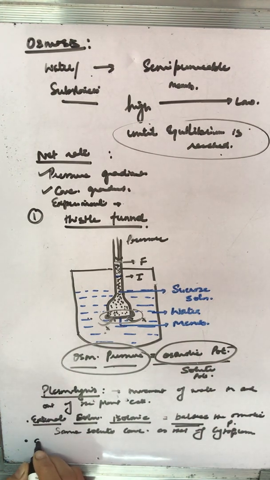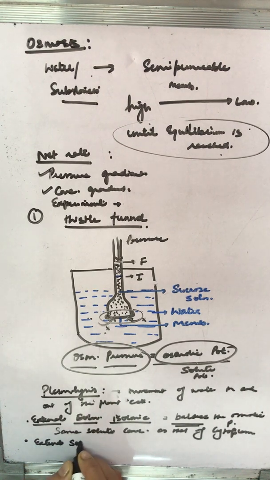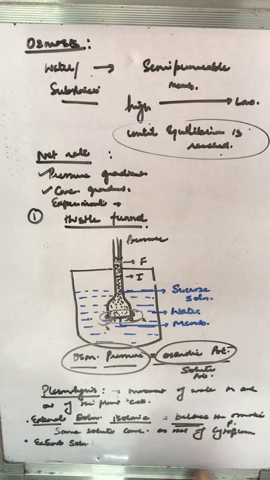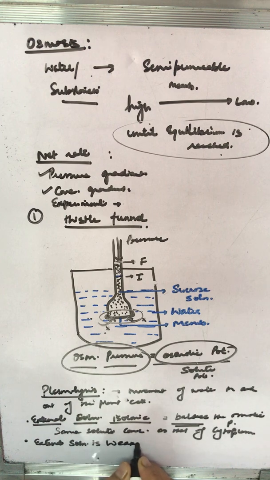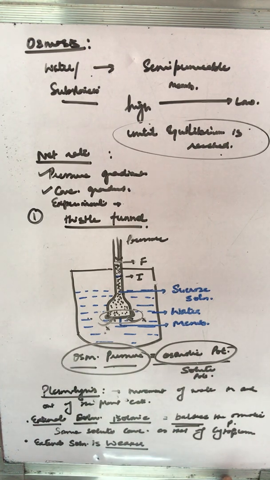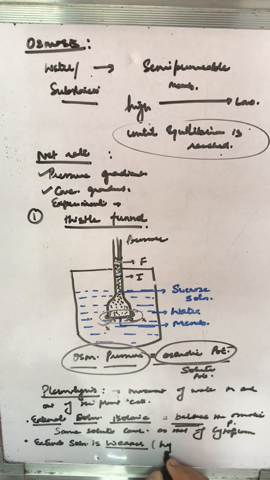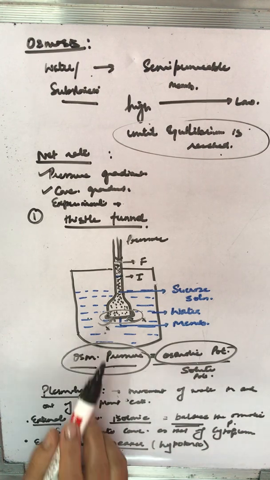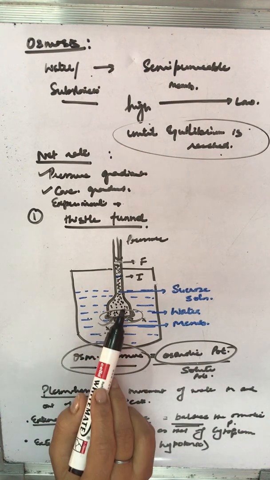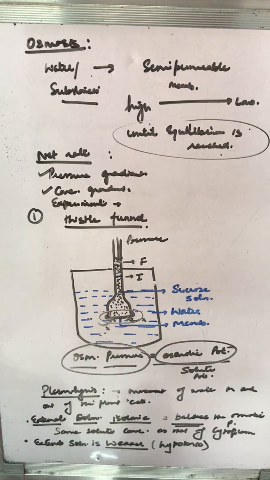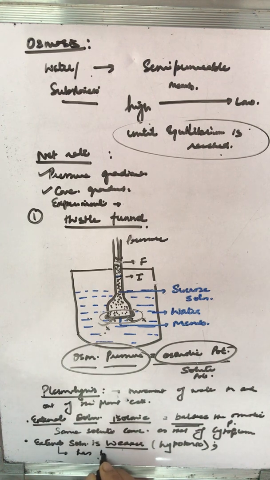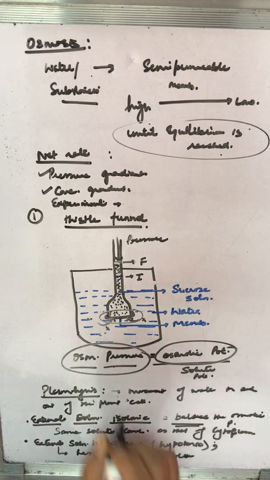Second condition, if the external solution is weaker than the cytoplasm, it means it is hypotonic. Then such a solution has higher water potential than the cell. Okay, we are imagining this as a cell. So what will happen? This solution has higher water potential compared to what is present inside.